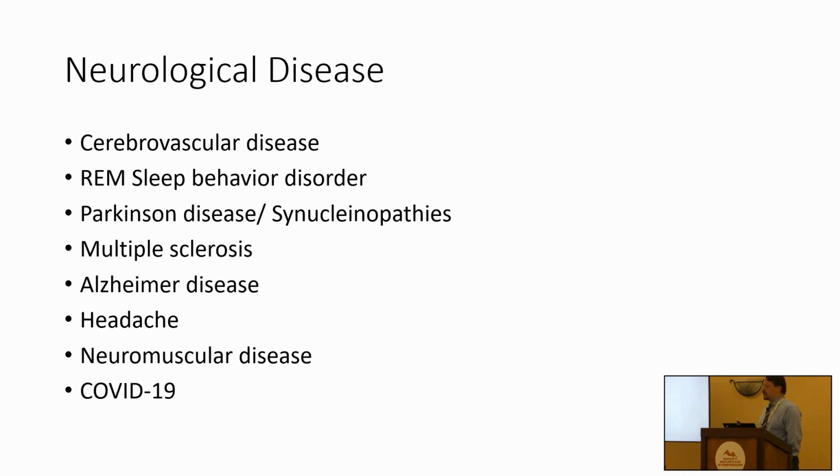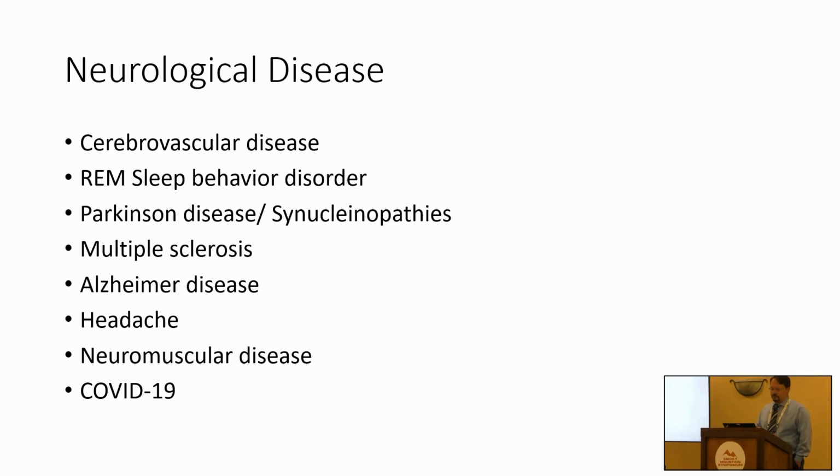So some of the different categories of neurological disease we're going to touch on are cerebrovascular disease or stroke, REM sleep behavior disorder, the synucleinopathies and Parkinson's disease, and we'll talk a little bit more about what those exactly are. Multiple sclerosis and demyelinating illness, Alzheimer's disease, headache, neuromuscular conditions, and briefly COVID-19.